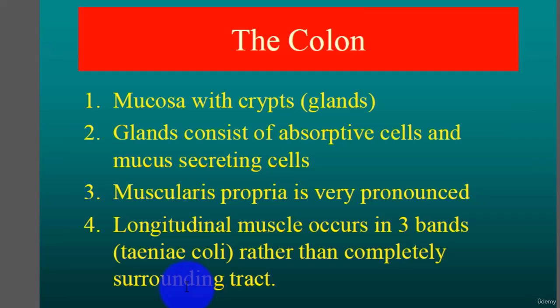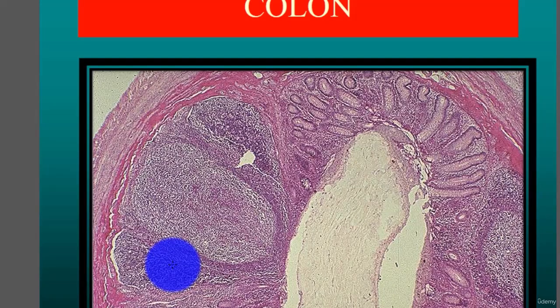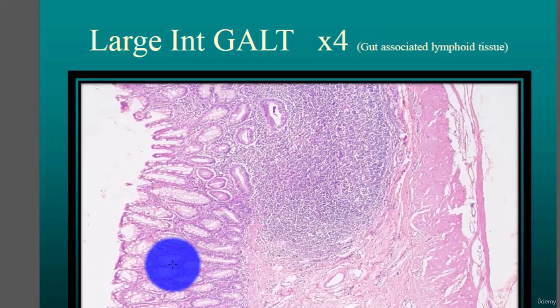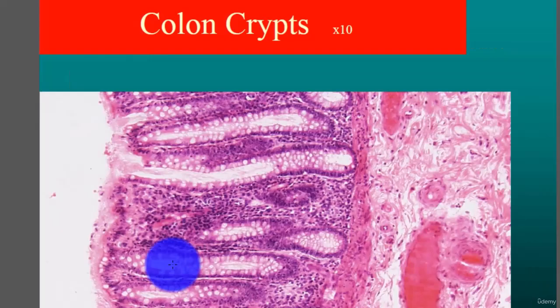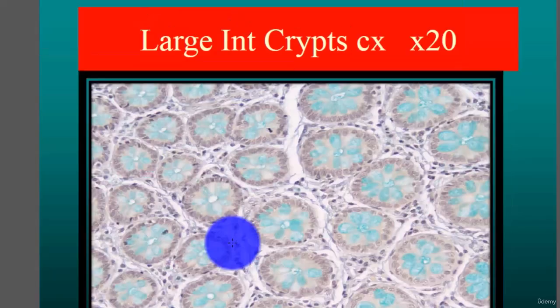The colon: mucosa with crypts, glands consisting of absorptive cells and mucus-secreting cells. Muscularis propria is very pronounced. Longitudinal muscle occurring in 3 bands, the taeniae coli, rather than completely surrounding the tract. The colon, large intestine, colon crypts, large intestine crypts.